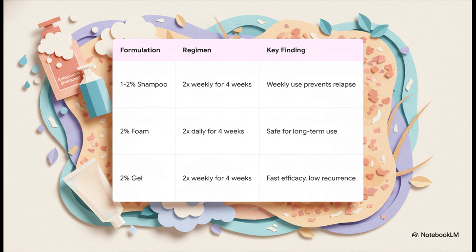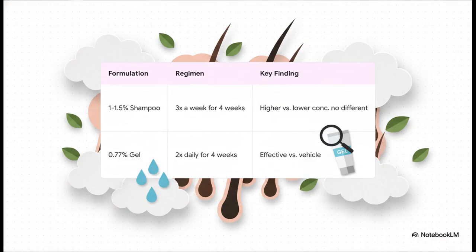The 2% foam is applied twice a day and has a great safety profile, even with use up to a year. And finally, the 2% gel, used twice a week, is your option for fast efficacy and a low rate of recurrence. Now for ciclopirox. The shampoo comes in 1 to 1.5% strength, and it's used 3 times a week for 4 weeks.